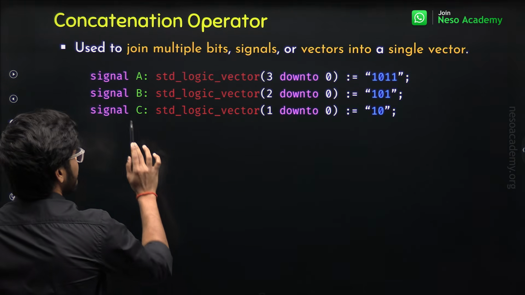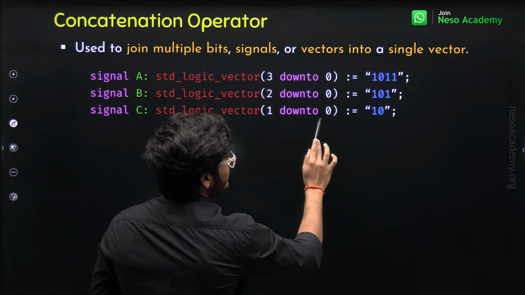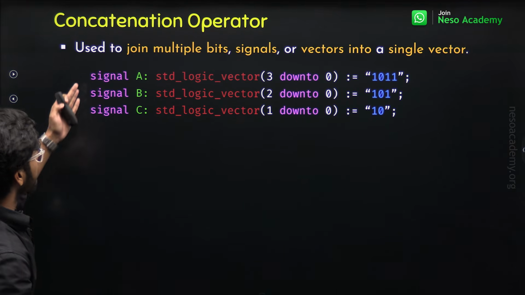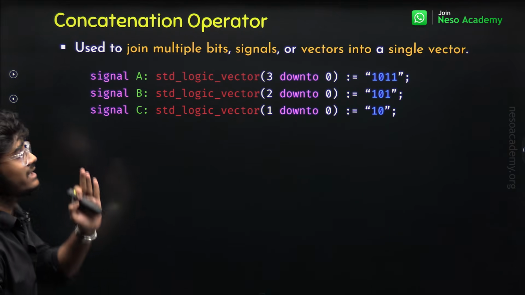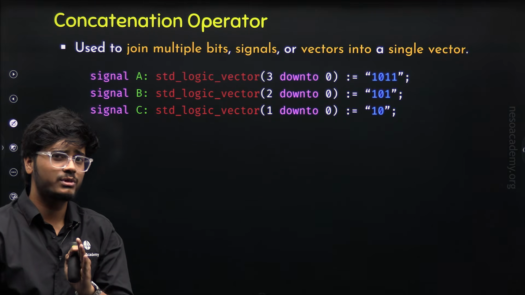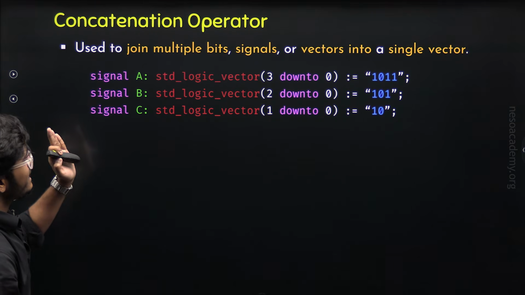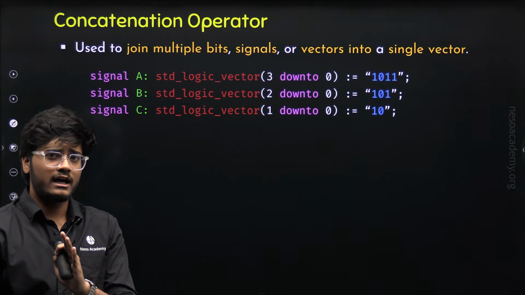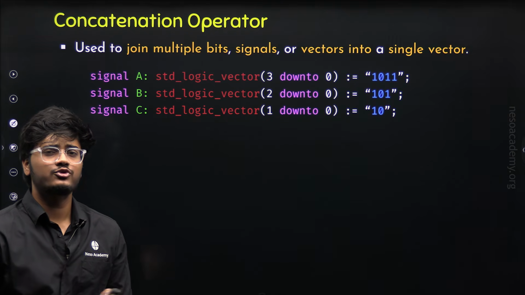and signal C as a 2-bit standard logic vector equal to 1, 0. Now we can merge these three signals using multiple concatenation operators. To be precise, using two concatenation operators, we can merge these three signals. Now, after merging them, we need to store the result.